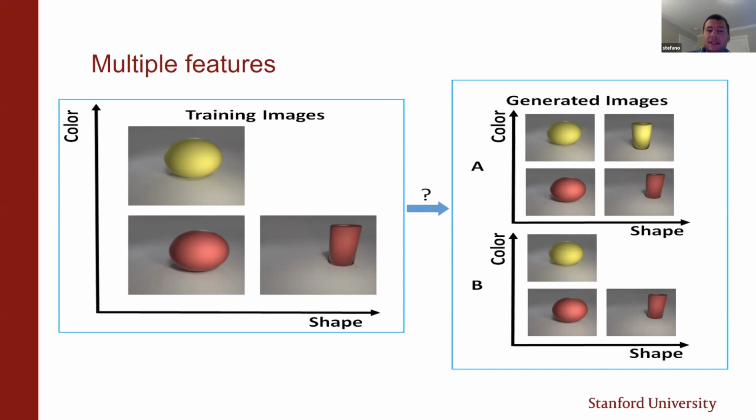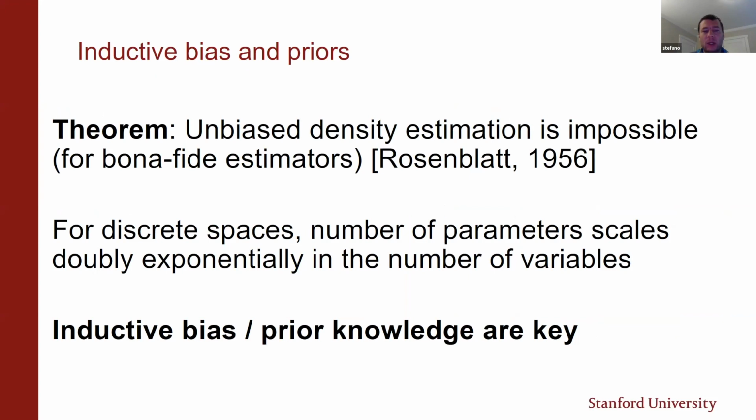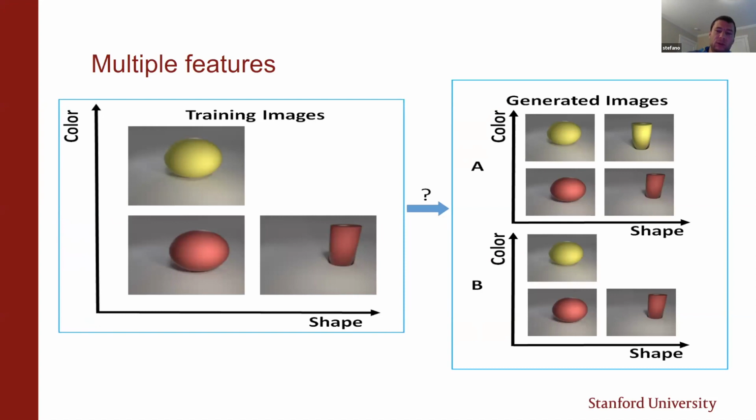And to some extent, there's not enough information in the data to figure out what is the right thing to do, right? Because if you think about a small number of features, there is a combinatorial number of combinations. You only get a finite training set. And so there is no way of even figuring out what is the right support of all the feature combinations that are feasible and not. There's just not enough information. You have to extrapolate, and you have to use your inductive bias to decide whether you're going to produce yellow cylinders or not.